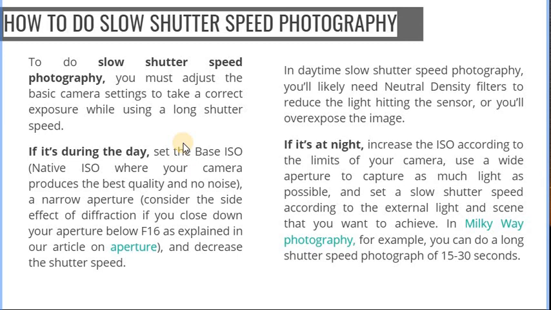So, if it is night naman, anong gagawin mo? Increase the ISO according to the limits of your camera. Use a wide aperture to capture as much light as possible and set a slow shutter speed according to the external light and the scene that you want to achieve. In Milky Way photography, for example, you can do a long shutter speed photograph of 15 to 30 seconds.